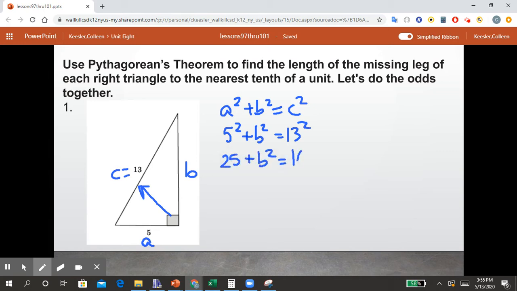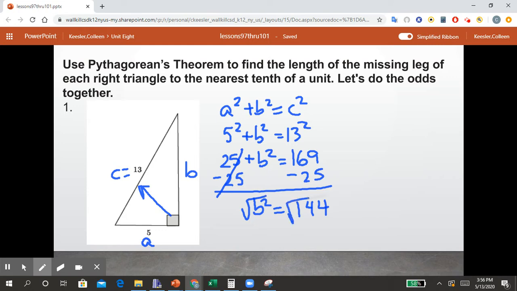and 13 squared is 169. So now, since I need to solve for B, I need to start by taking away 25 first, just like I'm solving an equation. So now B squared equals 144. And then lastly, we take the square root, and B equals 12 or negative 12. But because we're finding the length of a side, it's just positive 12. All right, let's try another.